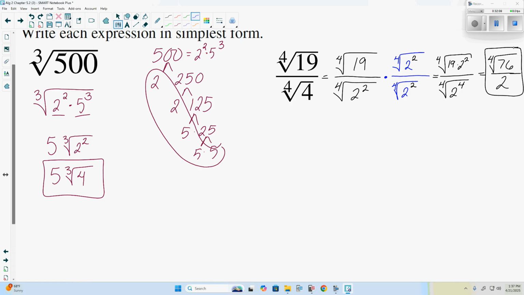And it feels like the 4th root of 76 should be able to reduce. It doesn't. Because if it could, the product of those numbers, 19 and 2 squared, would have reduced. But that's it. Questions on this here? Would y'all agree that there's not a lot, but kind of a lot at the same time? It's all about how we think about this.